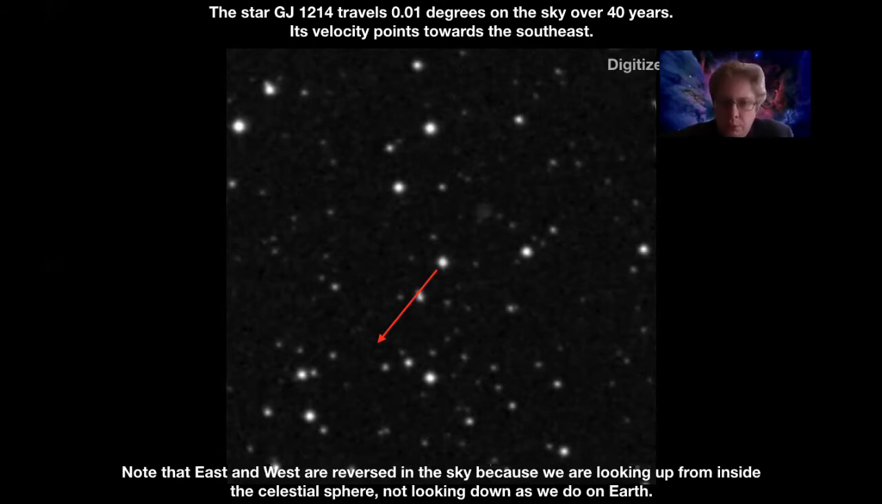Now, this is going to be a little bit tricky because in astronomy, we have east and west reversed. The reason for this is that we are looking up towards the celestial sphere instead of down at it. If you lay down and pointed your head towards the northern hemisphere, and tried to figure out which direction was west and which was east, it would be the opposite of standing up and looking towards the ground. So even though on a map we're used to, west is typically to the left, in astronomy, when we look up at the sky, west is typically to the east. So this star is moving to the southeast.